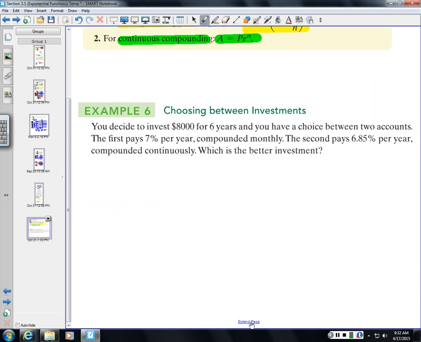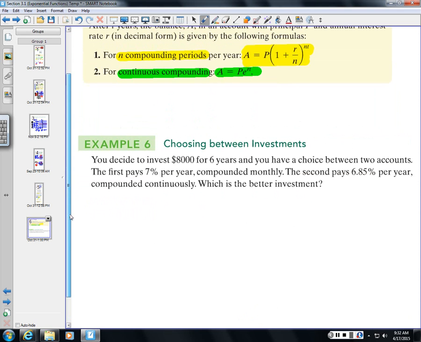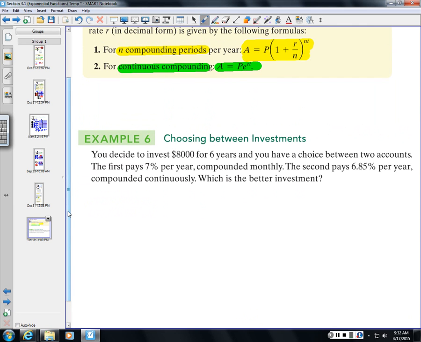In example 6, you can see how we can apply these 2 formulas. So actually putting this into pretty real-life application, we're going to go and invest $8,000. And we know that we're going to leave it there for 6 years. And I go to invest my money, and the person that's doing this, my loan officer, tells me that I have a choice. I can put it into this account, and it's going to be an interest rate of 7%, and they're going to compound that monthly. So every month they're going to add money into my account, 7%.